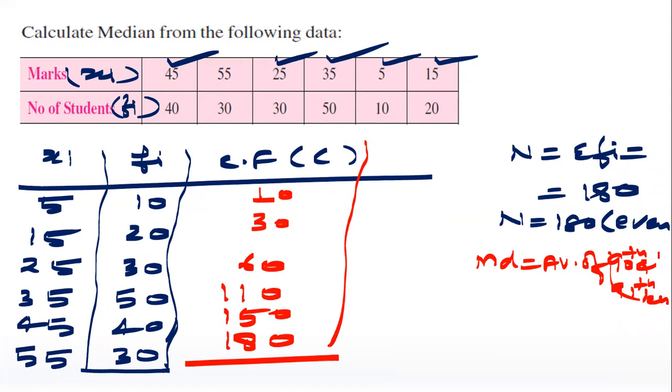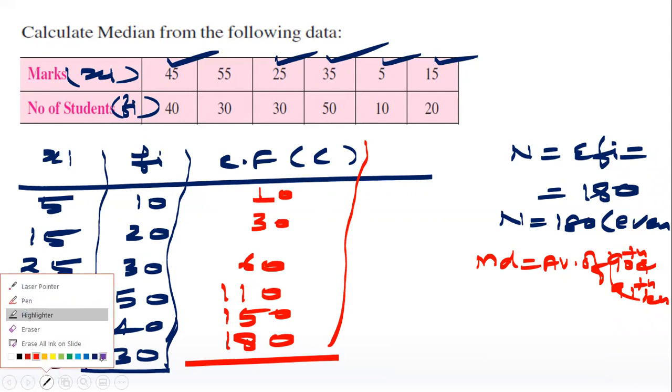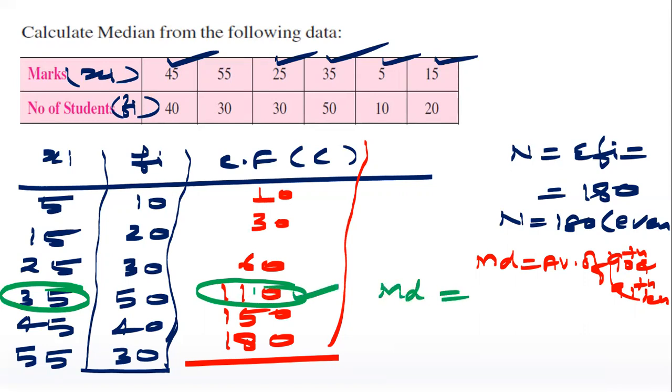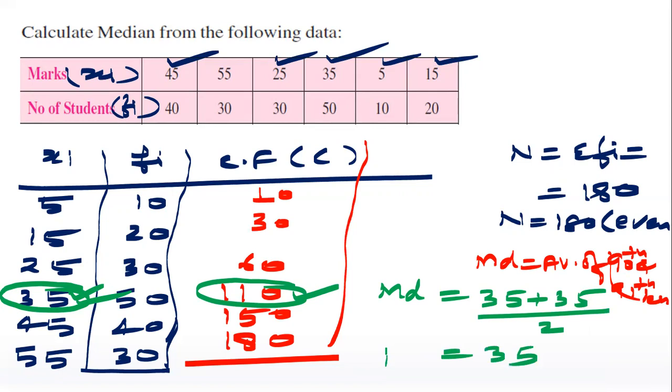Now the 90th term, you can see the 90th term will come in this row, with the corresponding value in the xi column. So for the median, the 90th and 91st terms both will be 35. That is 35 plus 35, and their average, divided by 2. That is, the median is 35.